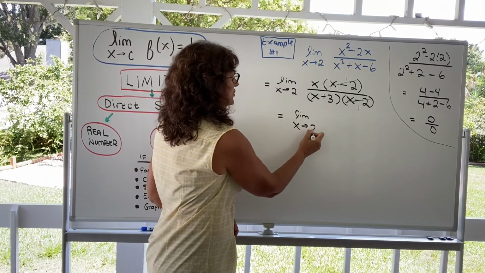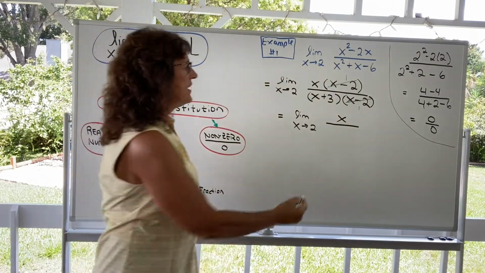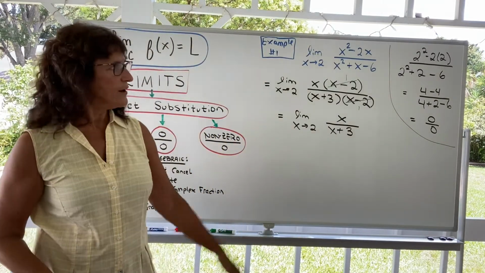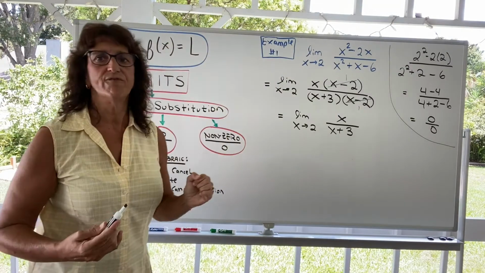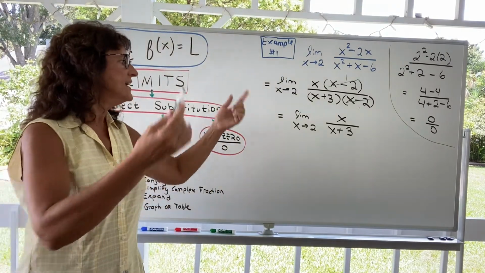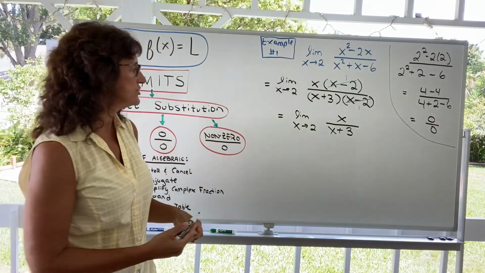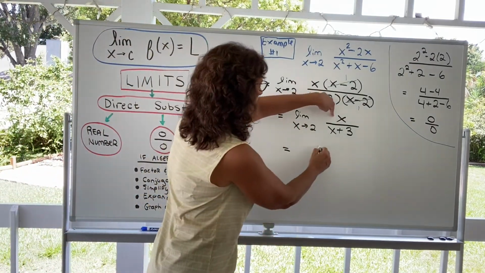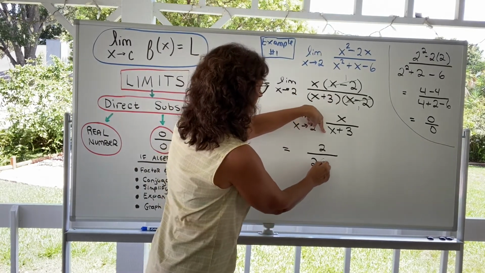So now we have the limit as x approaches 2. We have an x left over in the numerator, the x minus 2's cancel, and we have the x plus 3 in the denominator. Okay, so now that we took our 0 over 0 and changed the form of the function, we do direct substitution again on our new simplified version of the function, all right? So now take the 2 and substitute it in for x.